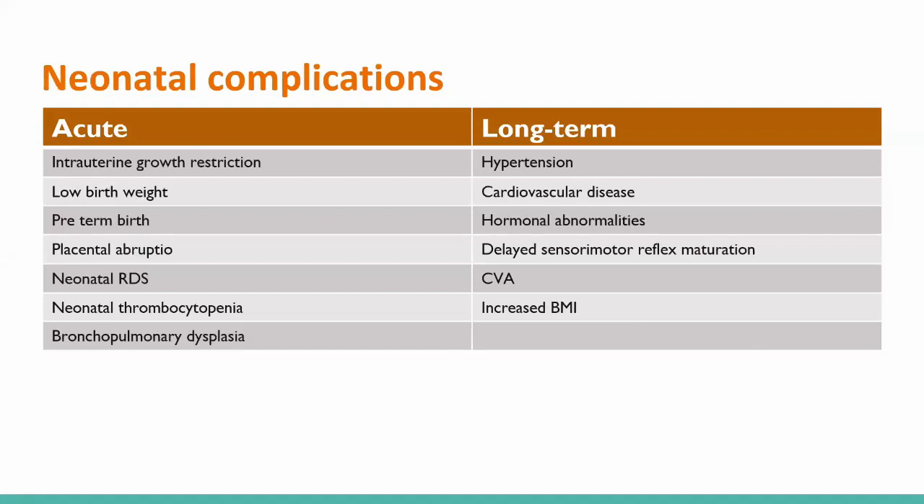In terms of the neonate, acutely we can see intrauterine growth restriction resulting in low birth weights, preterm birth. We also see placental abruption, neonatal respiratory distress syndrome, neonatal thrombocytopenia, as well as bronchopulmonary dysplasia. Long-term, they can actually develop hypertension, cardiovascular disease, hormonal abnormalities, delayed sensory motor reflex maturation. They can also have CVAs as well as grow up with an increased BMI.